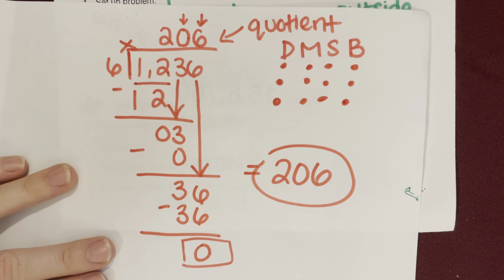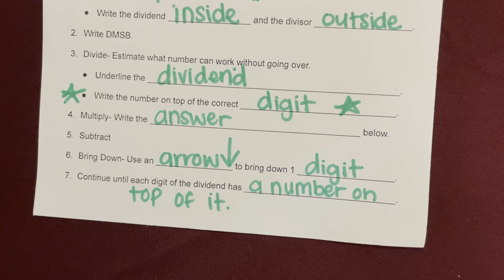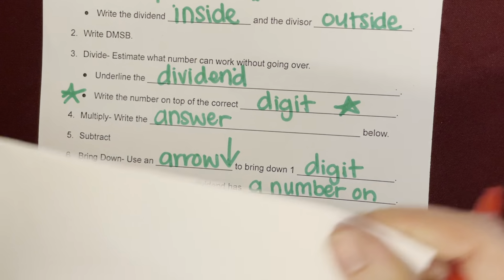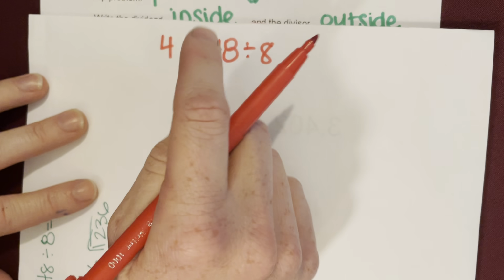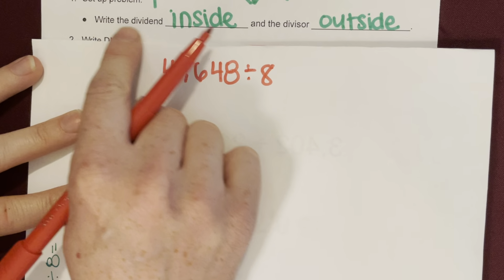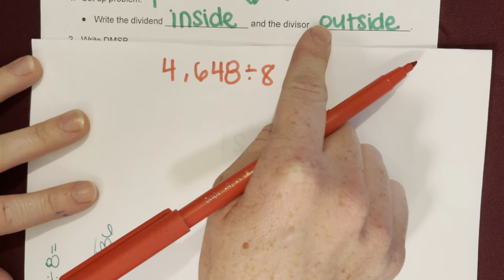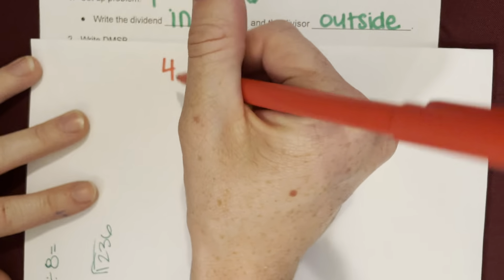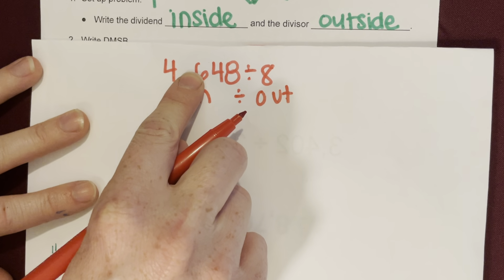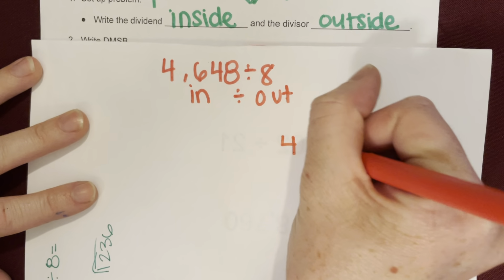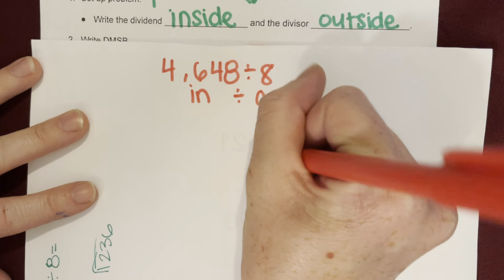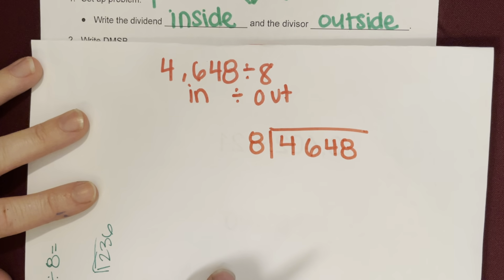Okay, we're going to try one more. Set up the problem. So ours is 4,648 divided by 8. So step 1 is set up the problem. When we set up the problem, the dividend needs to be inside and the divisor needs to be outside. Remember, this is where in and out is going to help you. In, this is the dividend, it needs to go inside. So I have 4,648 on the inside, and I have 8 on the outside.